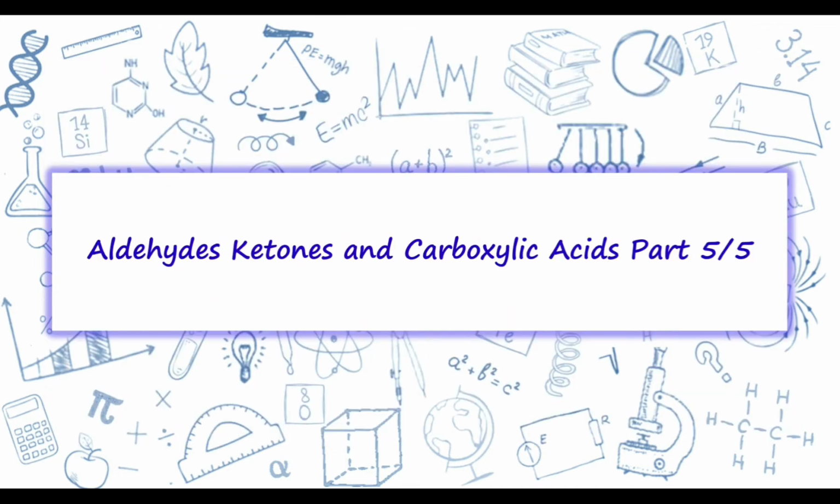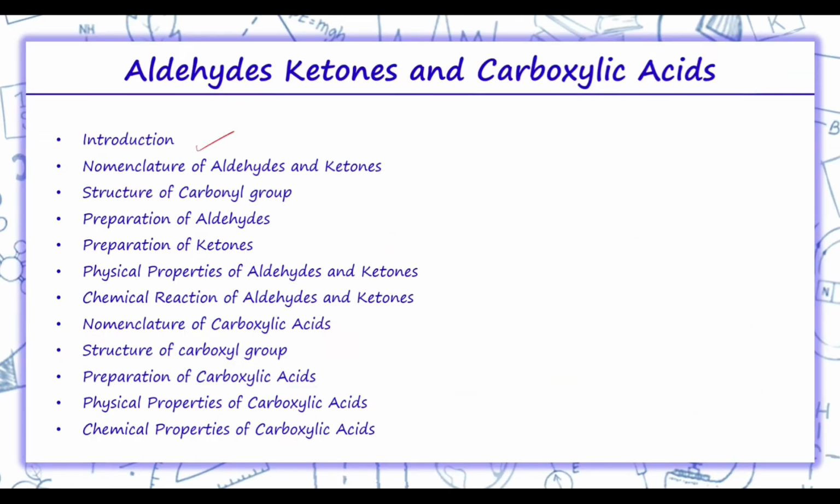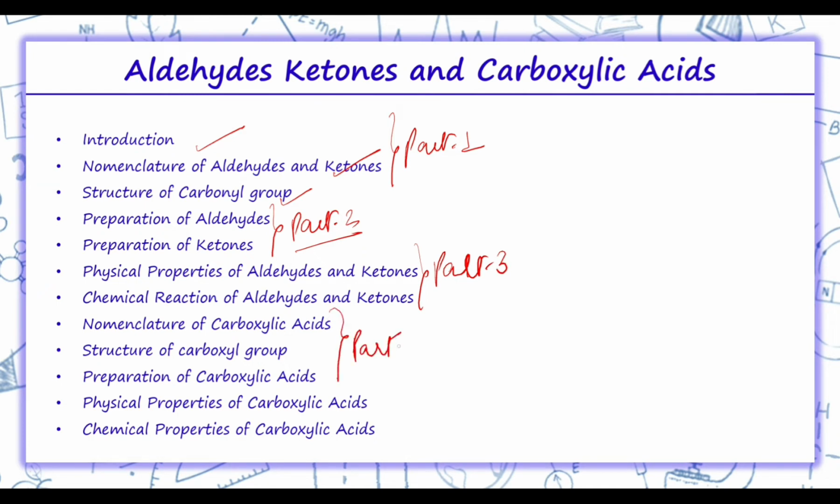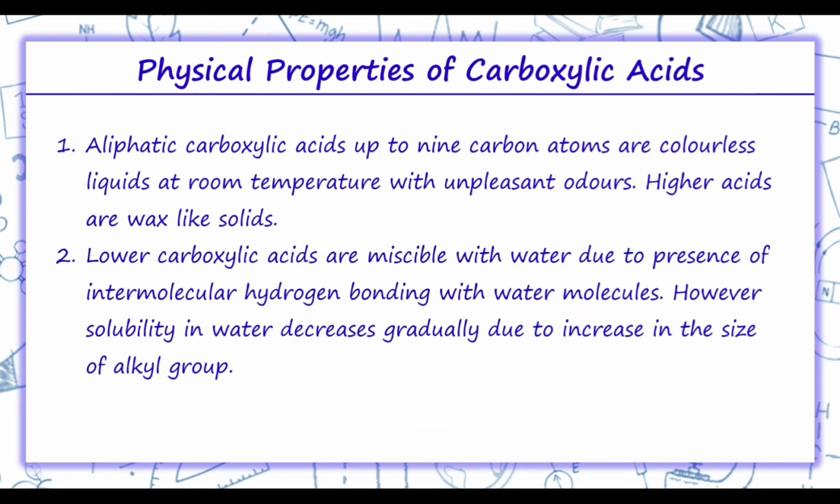I am Kira Jamtani and today's topic is Aldehydes, Ketones and Carboxylic acids part 5. In part 1 we studied introduction, nomenclature and structure of carbonyl groups. In part 2 we studied preparation of aldehydes and ketones. In part 3, physical and chemical properties of aldehydes and ketones. In part 4, nomenclature, structure and preparation of carboxylic acids. Now in part 5 we are going to study physical and chemical properties of carboxylic acids.